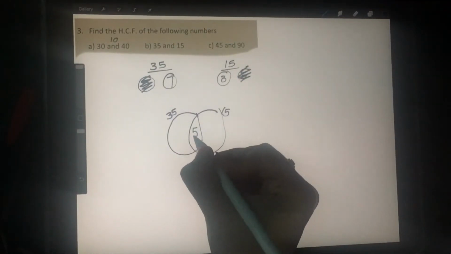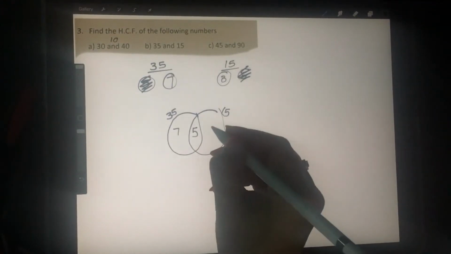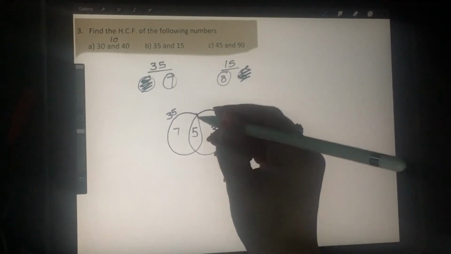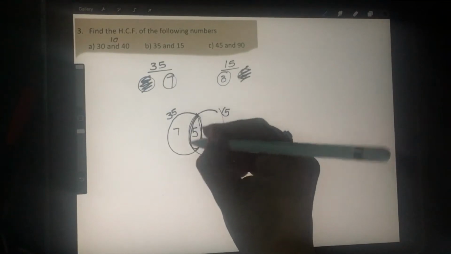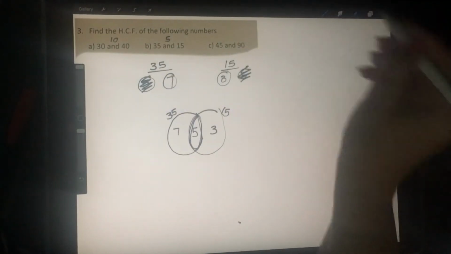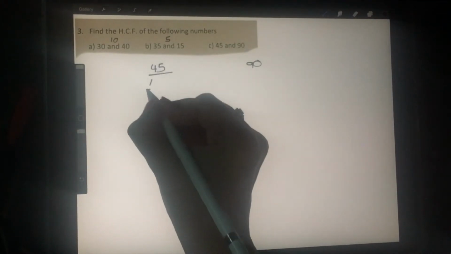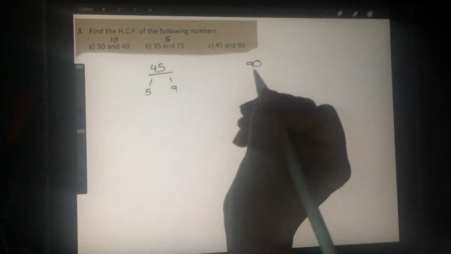So the 5 goes in the middle. The 7 is left over on this side, and the 3 is left over on that side. If we want to find the highest common factor, we look at the middle part. So the highest common factor for 15 and 35 is 5. Beautiful. Moving on to number C. We've got 45 and 90. So if we break 45 up, we get 5 times 9.